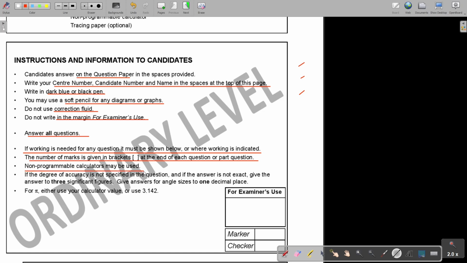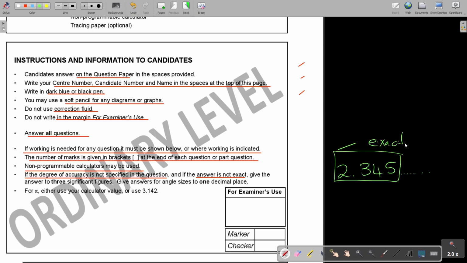Non-programmable calculators may be used. So if you are unsure if your calculator is correct, ask your teacher. If the degree of accuracy is not specified in the question, okay, so unless the question states nothing, then the answer is not exact. Now, what does that mean? That means if an answer is, say, for example, 2,345, and it stops, it's not going on your calculator, then this isn't exact. So then you do not have to approximate it. You can write that exact answer.